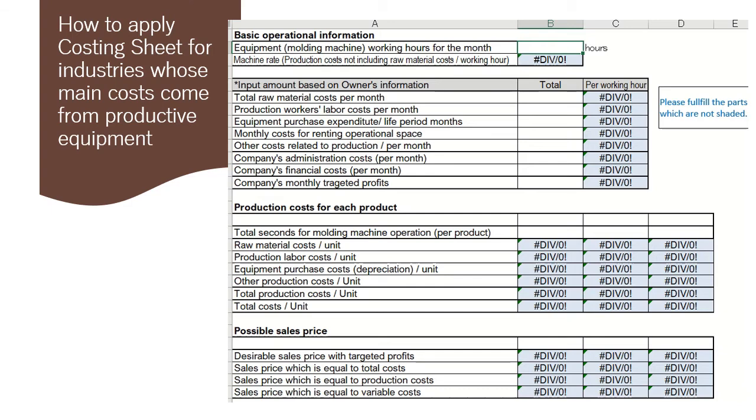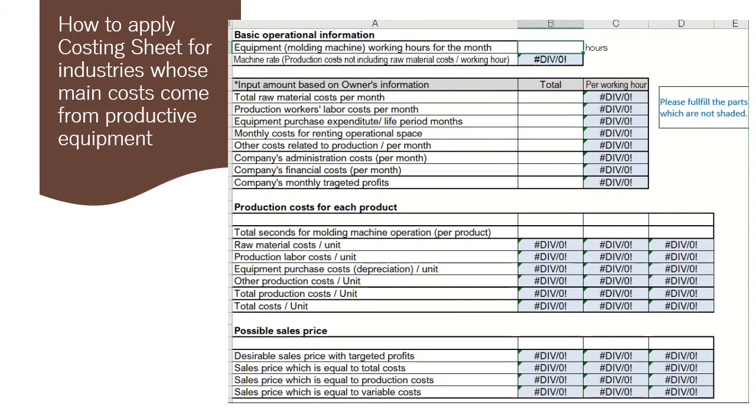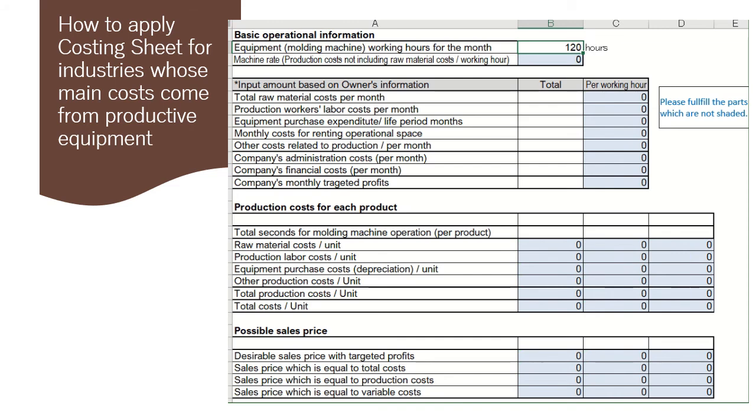In the case of the plastic processing company, the main productive equipment can be the molding machine. When the molding machine working hours per month is 120 hours, we can mention it in the first line of this sheet. Then, we can fill in the company's monthly total cost for raw material, production workers, etc. Then, these costs can be allocated to each of the different products.